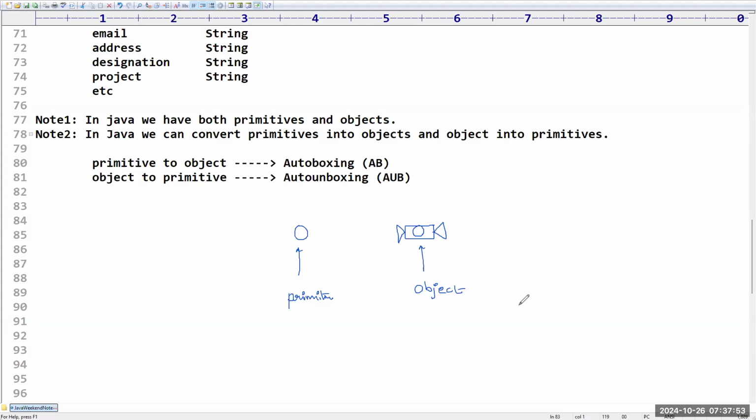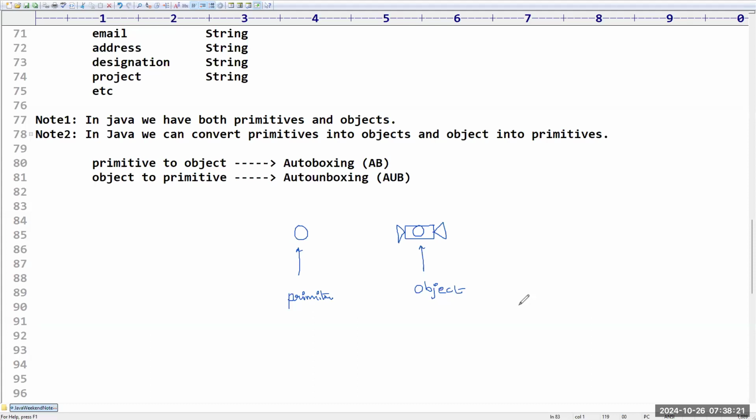While doing the programs in Java, just for practice purposes, we will always focus on primitives. Once we are good at programming, in real time we will deal only with objects. So primitives are okay up to learning purposes, but in real time we will use objects only. There are two categories, please understand.